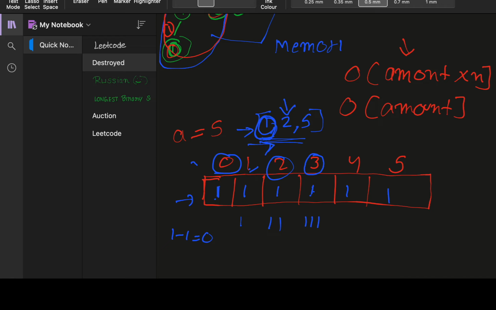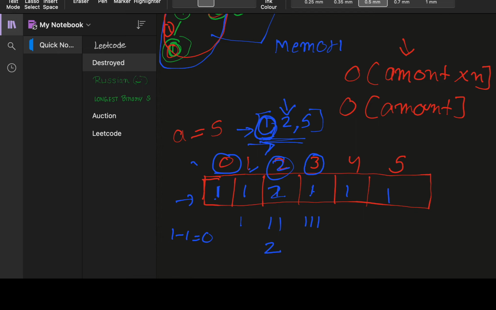How much amount? Basically 2 amount is here, and we use a 2 coin. So if we pay 2 amount using the 2 coin, how much amount do we have left? We have 0 left. And how many ways to pay the 0? Basically 1 way. So we already have 1 way, and we found another way. So the answer will be 1 plus 1, that is 2. The 1 way is there, and the second way is to pay 2 rupees directly.